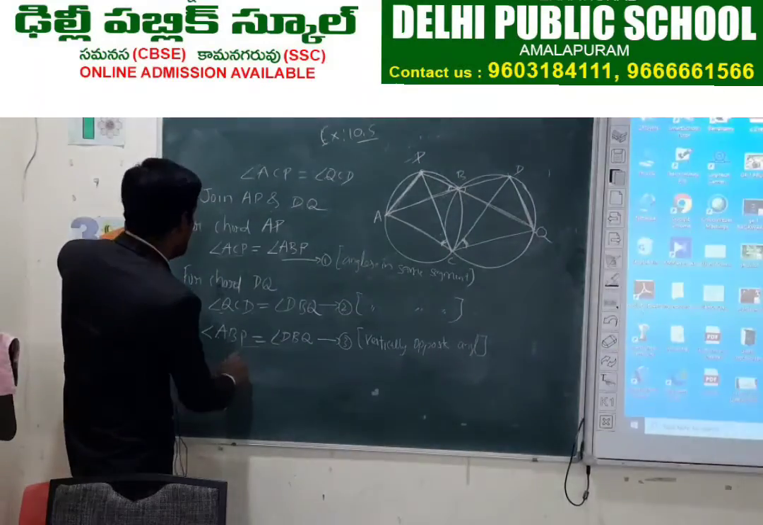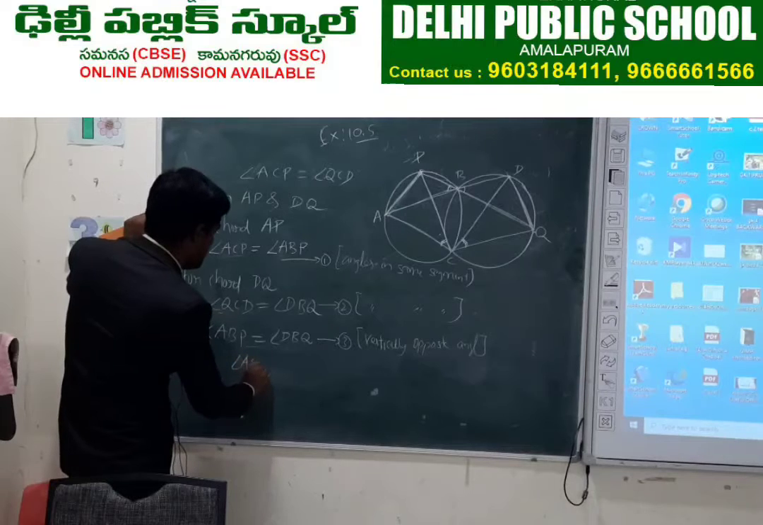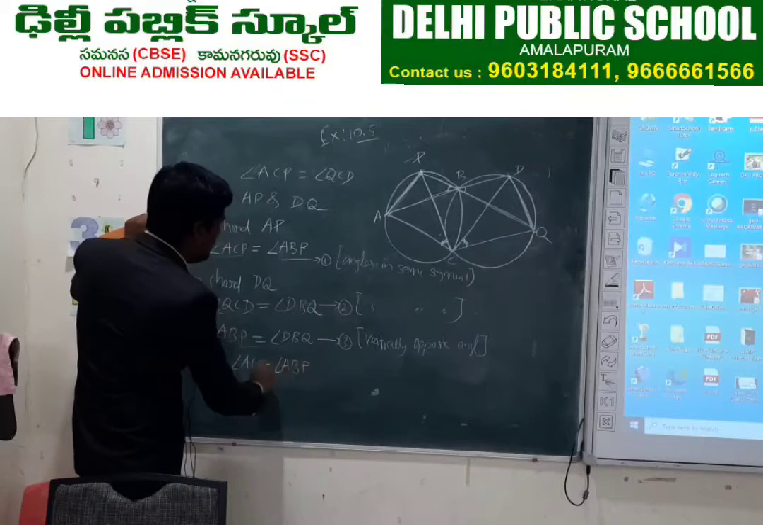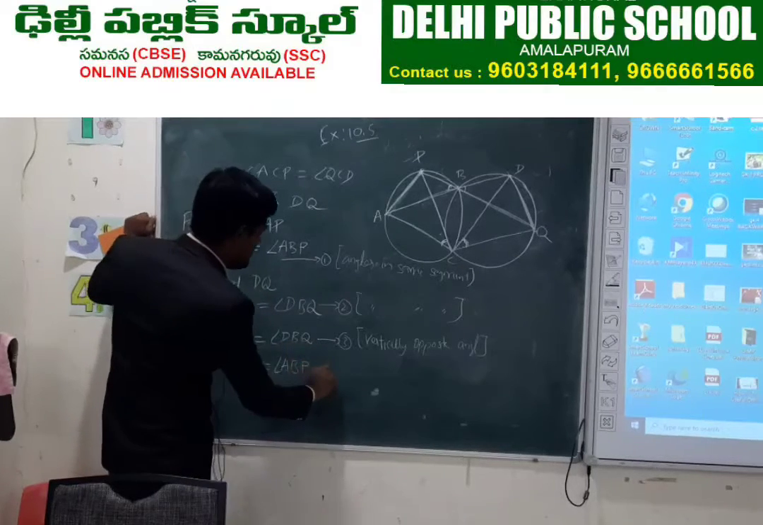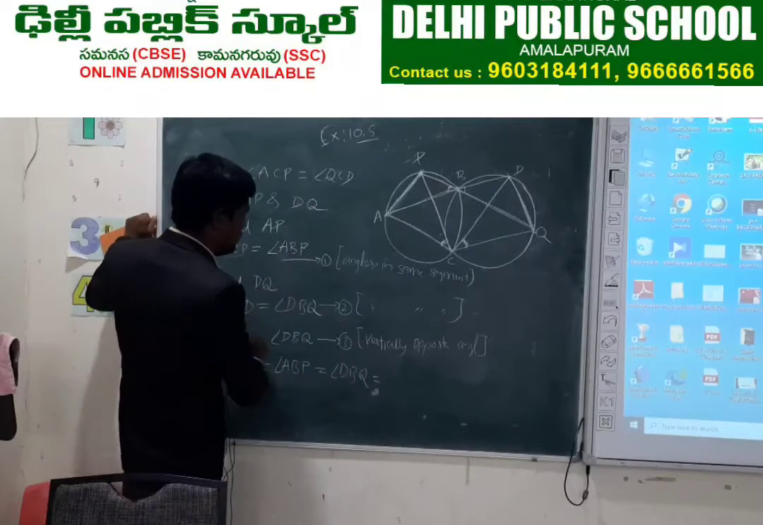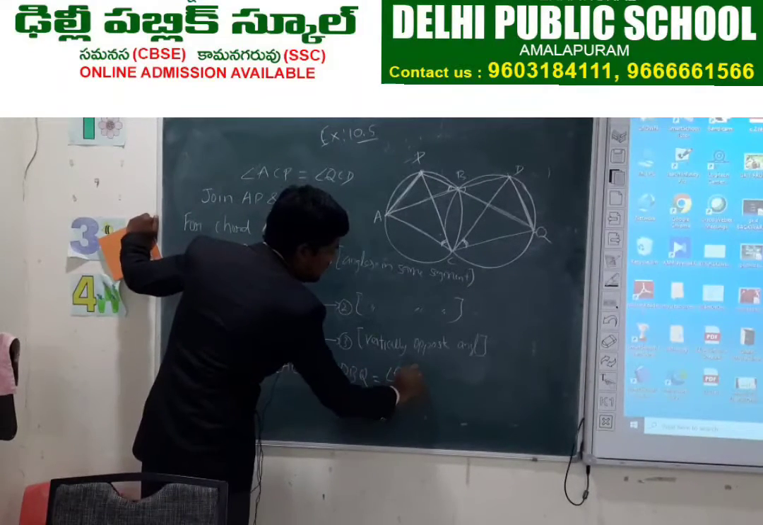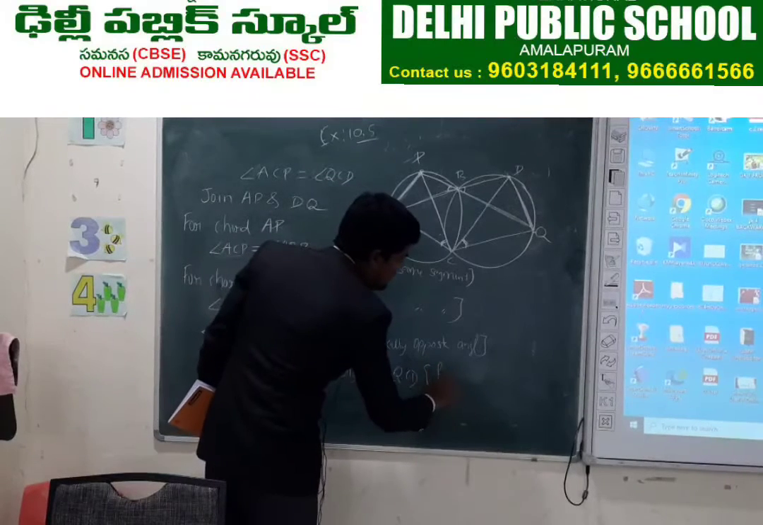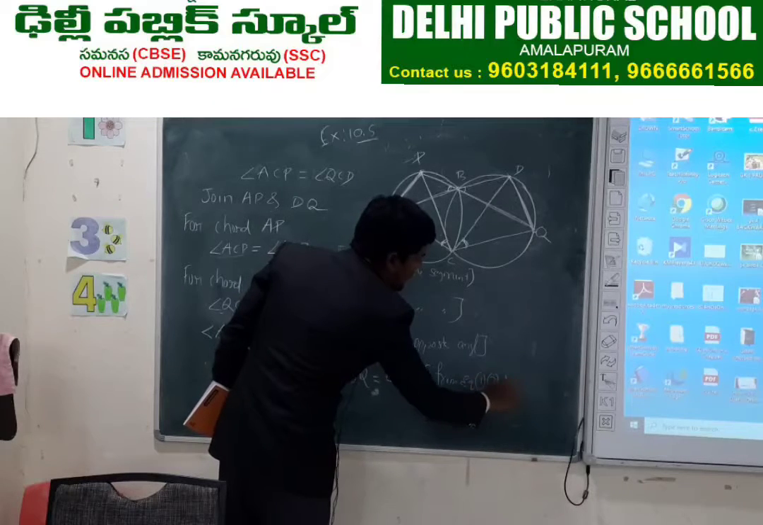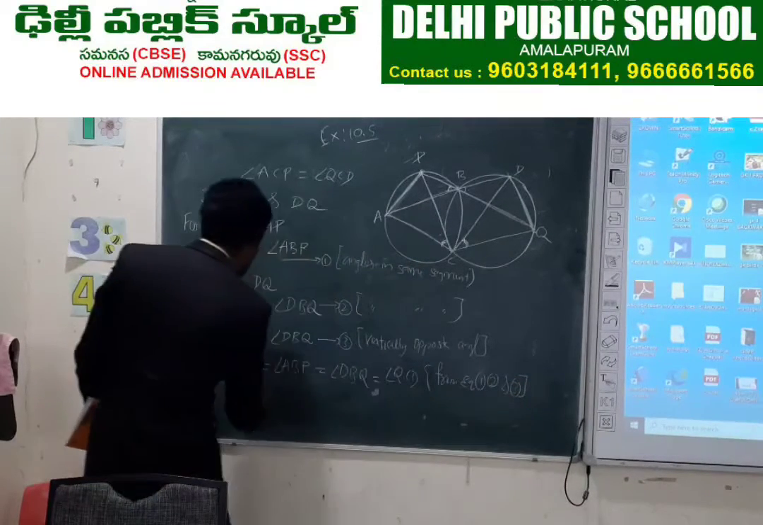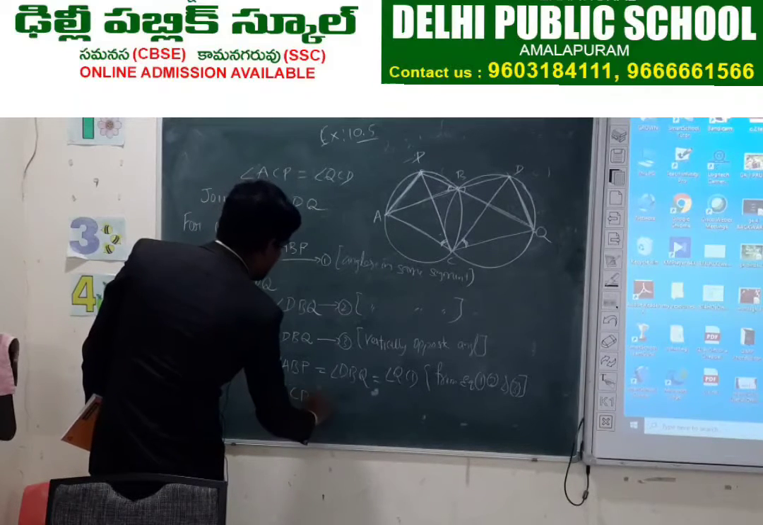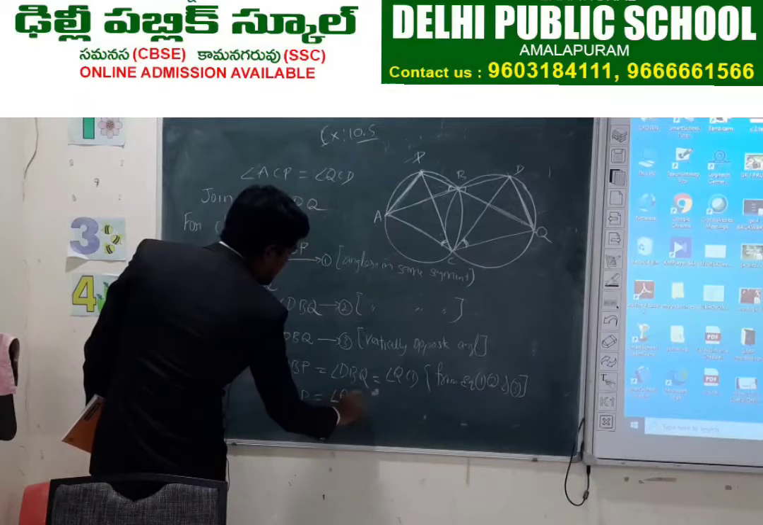So therefore, what is that? Angle ACP is equal to ABP, ABP is equal to DBQ, DBQ is equal to QCD, from equation 1, 2 and 3. So therefore, angle ACP is equal to angle QCD.